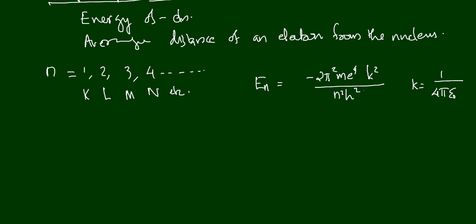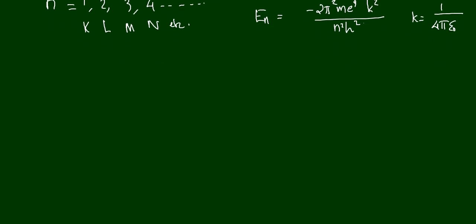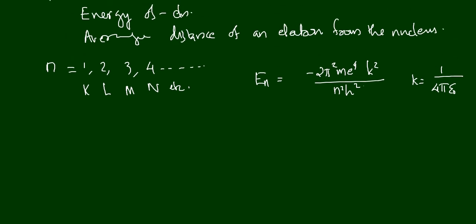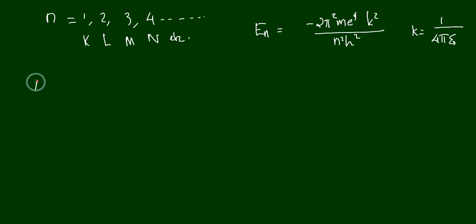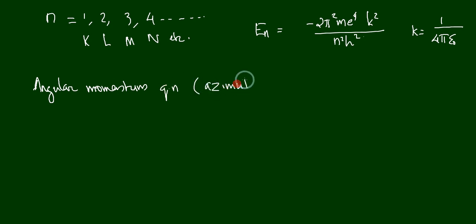Now we can move on to the next quantum number, that is the angular momentum quantum number or azimuthal quantum number. This quantum number is represented by the letter L. The principal quantum number is represented by the letter n, and here the azimuthal quantum number is represented by the letter L.